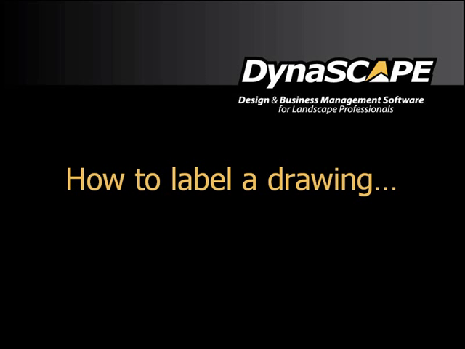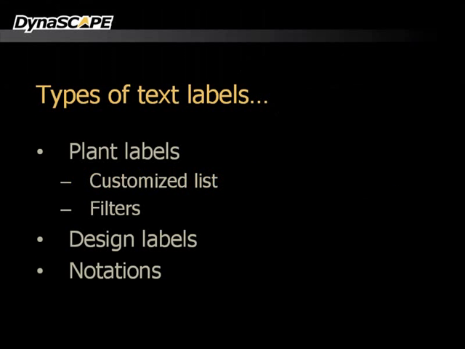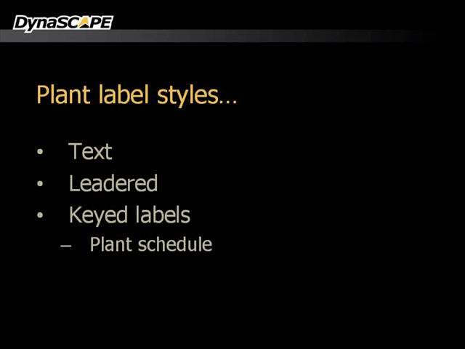Let's look at labeling a drawing. DynaSCAPE has a number of different types of text labels that you can use on your design. DynaSCAPE has a unique plant labeling tool that allows you to create a customized list of plants that you normally use, and there's also filters to help you find these plants quickly. There's also tools to label design elements on your drawing, as well as add quick notations.